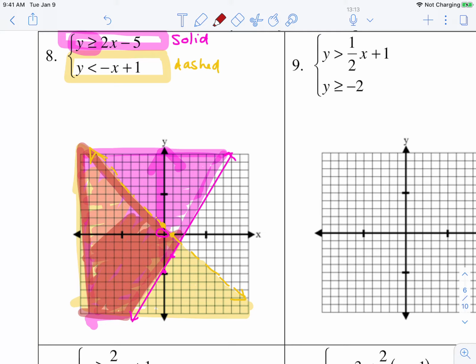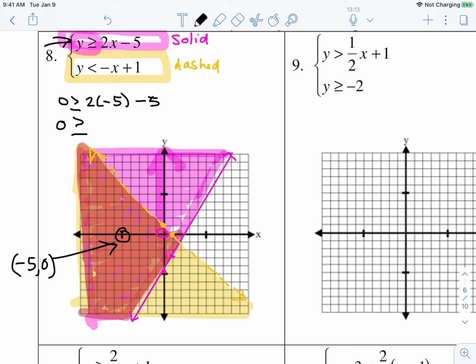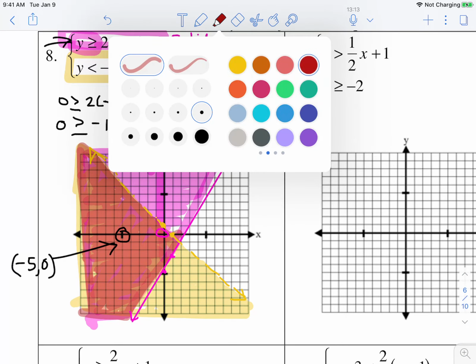Okay. And maybe I identify with an arrow a solution. So like right here, solution. So this would be negative 5, 0 as a solution. If I tested it in the first equation, I get 0 is greater than or equal to 2 times negative 5 minus 5. So 0 is greater than or equal to, throw that all in your calculator, you get negative 10 minus 5, negative 15, and this is true. That's the pink inequality.